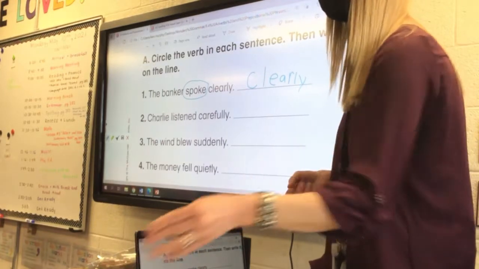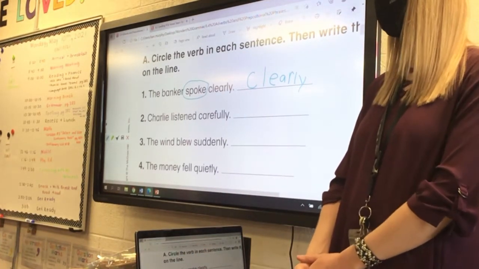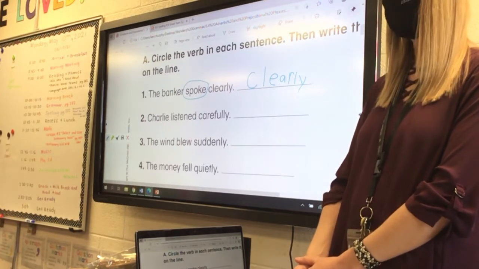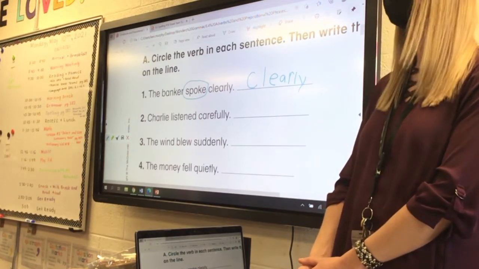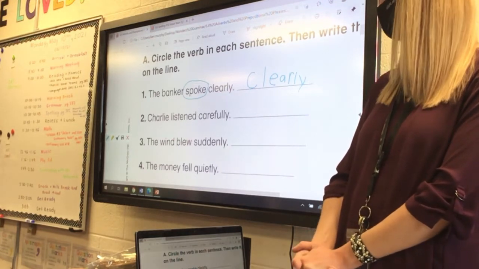Addie, number 2, would you read that really loud? Can you figure out that name? It's a name. Charlie. What did Charlie do?